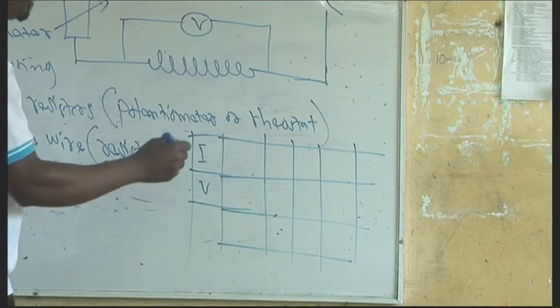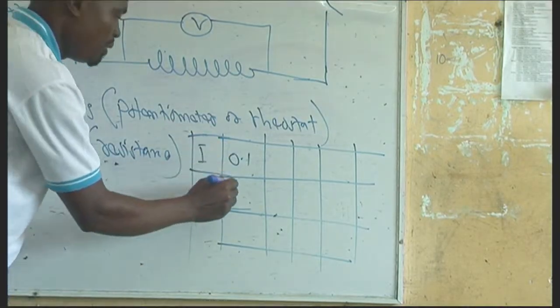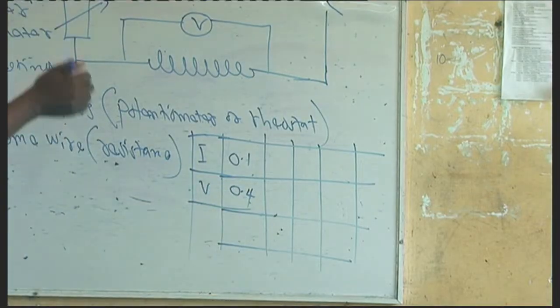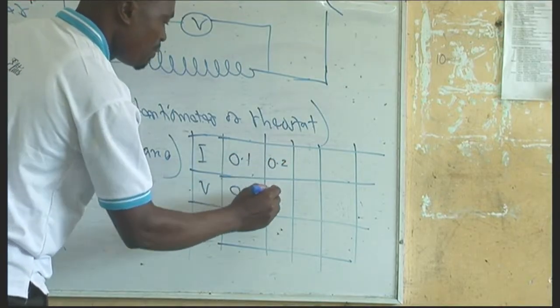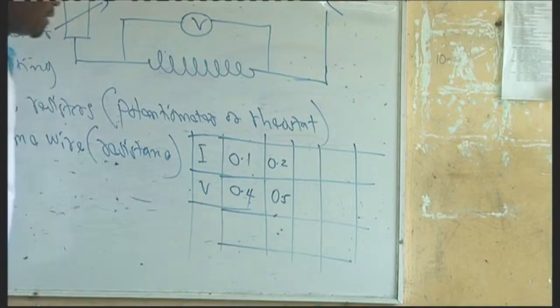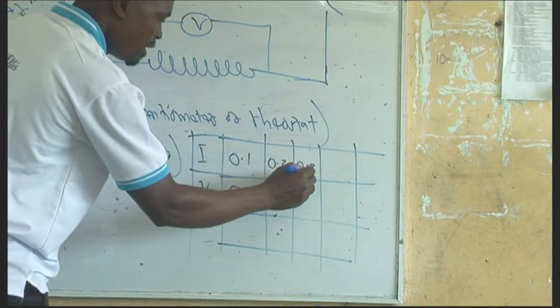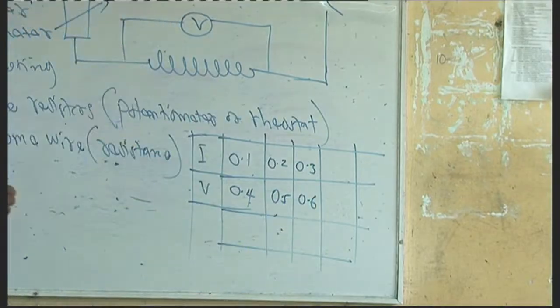So any slight adjustment on the variable resistor, there'll be a reading on both voltmeter and ammeter. Maybe current is 0.1, voltage maybe 0.4, for example. Then if you adjust again, in an increasing way, maybe 0.2, maybe 0.5. Again, if you adjust, 0.3, maybe 0.6, as we move on up, and then we get values which can help us plot a graph.